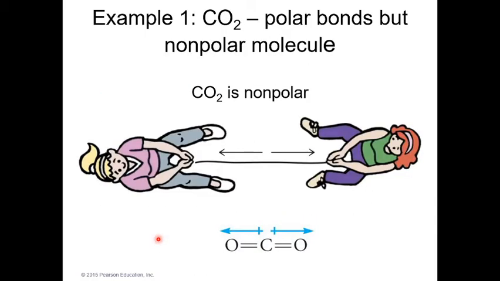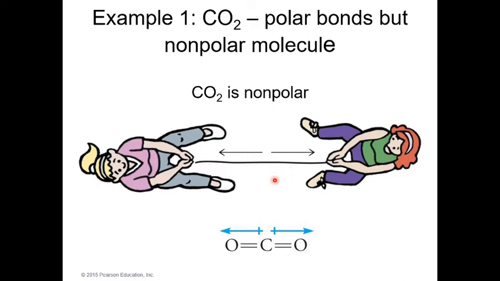Here's an example. CO2. It has polar bonds. These carbon-oxygen bonds are polar bonds, but they're pointing in opposite directions, so they cancel out. This is a nonpolar molecule. So since CO2 is symmetrical, it's nonpolar. Imagine this is two children pulling on a string. If they each pull on it with equal force, the string doesn't move.